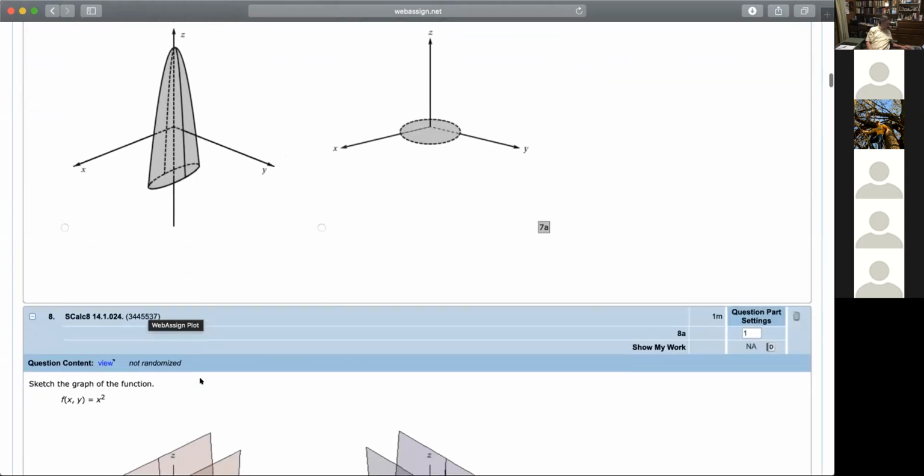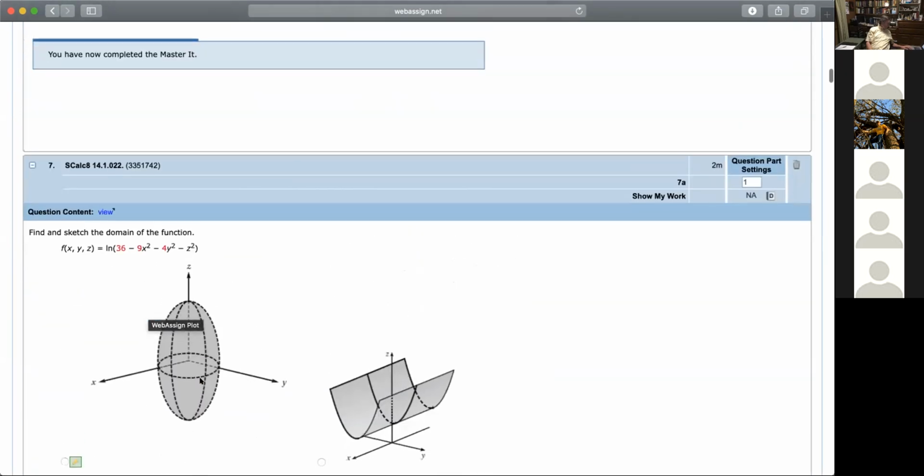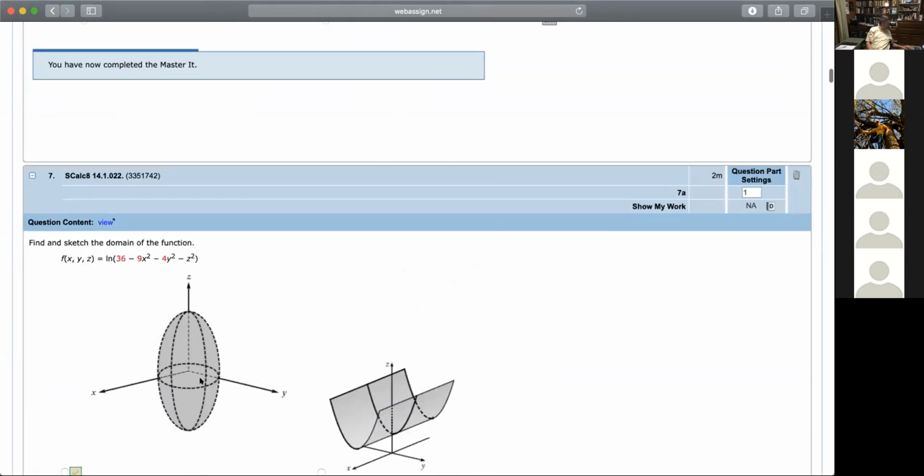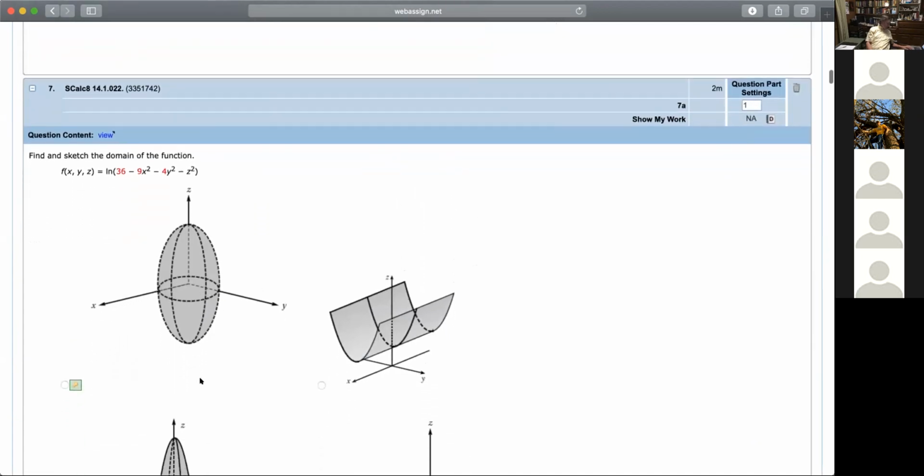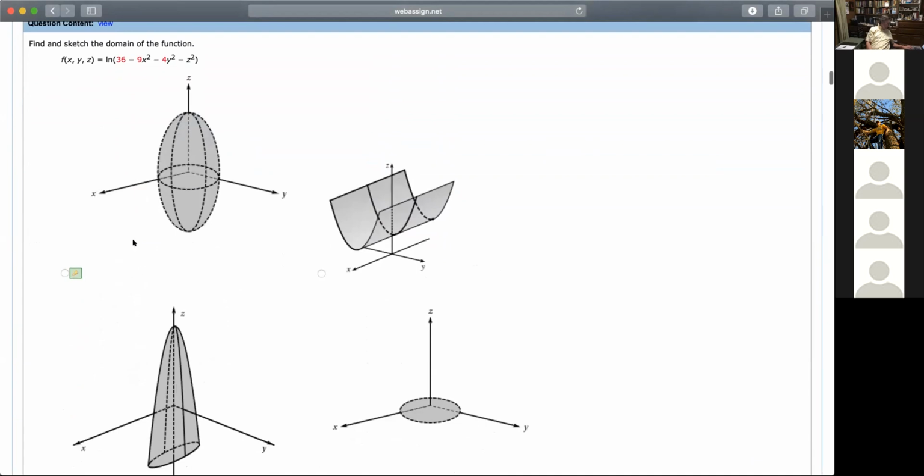So what's he going to ask you about? Find and sketch the domain. So you're going to have to do this on your own, so I would never see it. He says this is the right answer. And that's because if you would set the inside here to equal some positive number, then notice that the x squared, the y squared, and the z squared are all the same sign. That's where you get an ellipse idea.